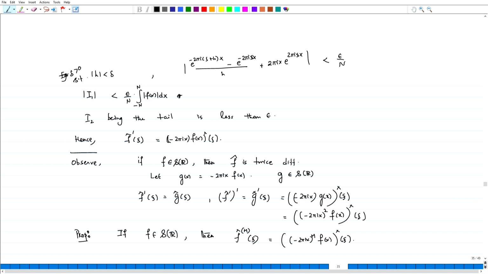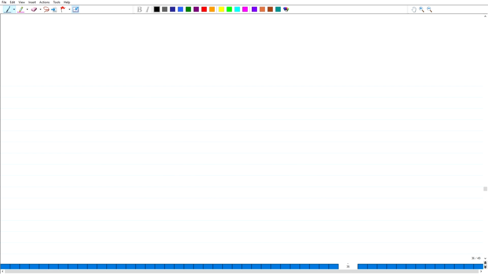So, f hat is smooth, and the derivative of f hat can be written as the Fourier transform of a polynomial times f. Now we can state our theorem, what we are looking for. If f is in Schwartz space, then f hat is also in Schwartz space. So, this is a nice symmetry of Schwartz space vis-a-vis the Fourier transform.